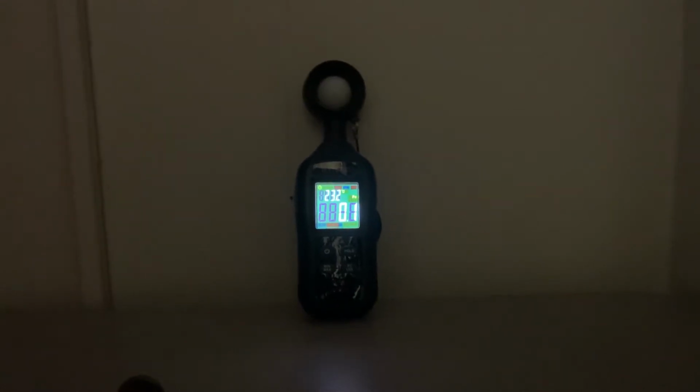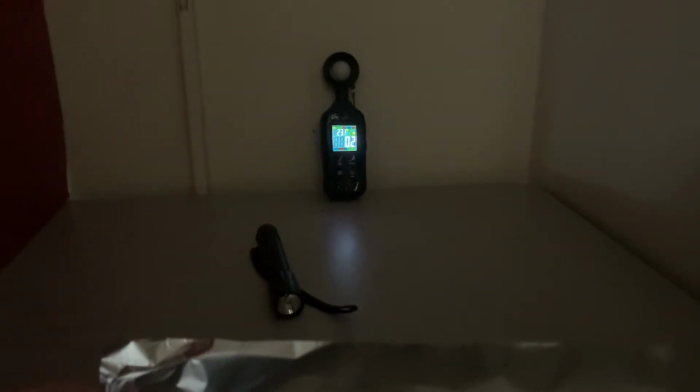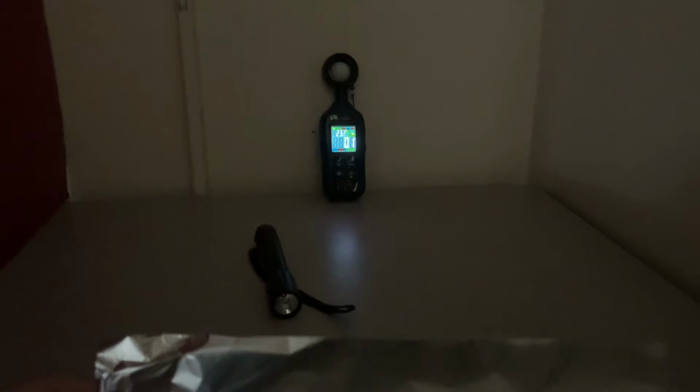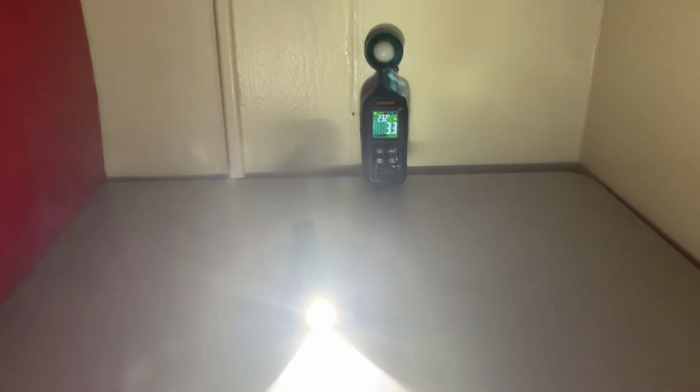The way that I'm going to do this lab in order to measure the reflection is I'm going to have the flashlight pointing away from the light meter, and then I'm going to use the aluminum foil to angle the light so that it's being reflected into the sensor of the light meter. Okay, so now with the light turned on and facing away from the light meter, you can see that my light meter is reading 3.4 FC.